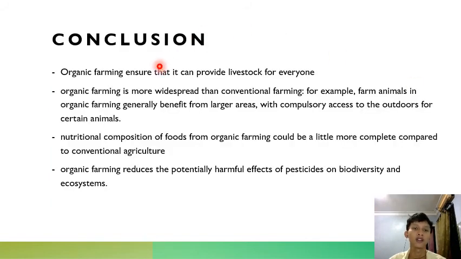Conclusion on organic farming. Organic farming ensures that it can provide livestock for everyone. Organic farming is more widespread than conventional farming. For example, farm animals in organic farming generally benefit from larger areas, with compulsory access to the outdoors for certain animals. Nutritional composition of foods from organic farming could be a little more complete compared to conventional agriculture. Organic farming reduces the potentially harmful effects of pesticides on biodiversity and ecosystem.